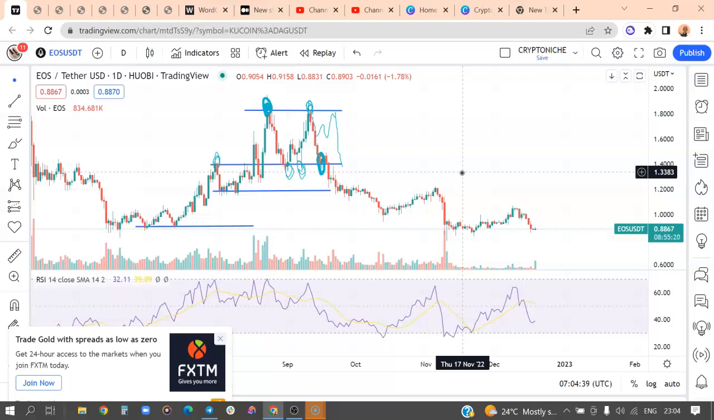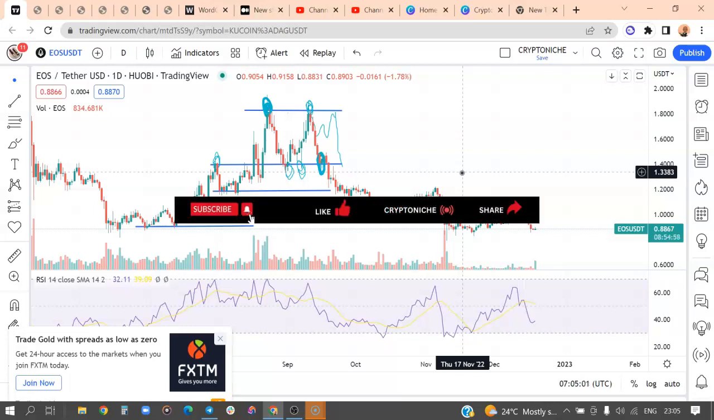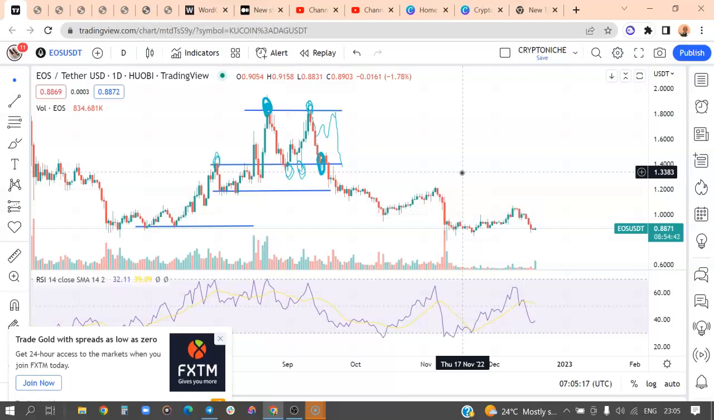So we will talk about entry and possible exit levels. So we're going to talk about the possible entry and exit levels on EOS today.